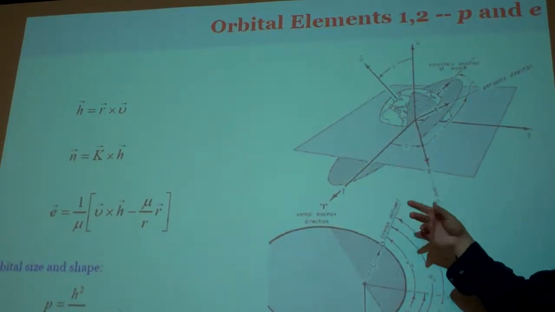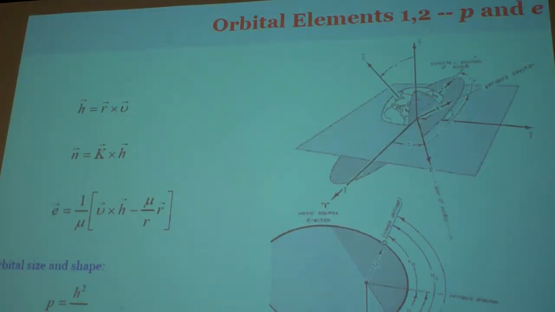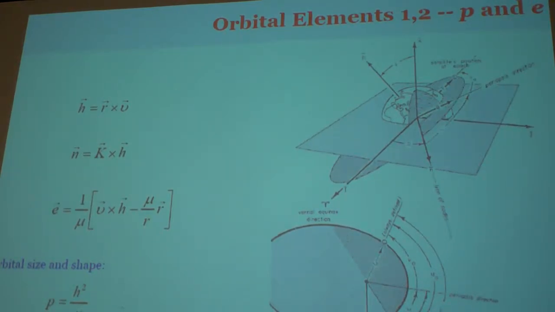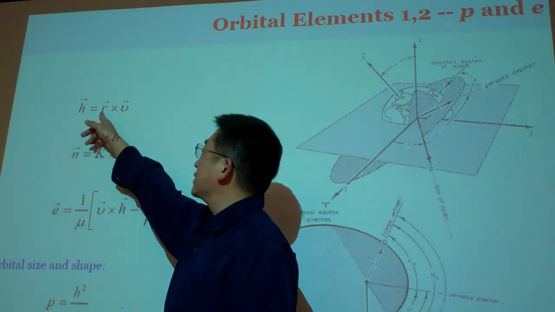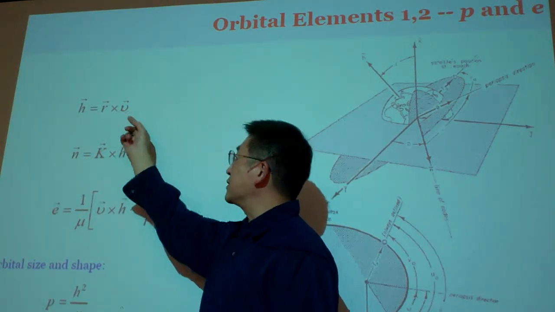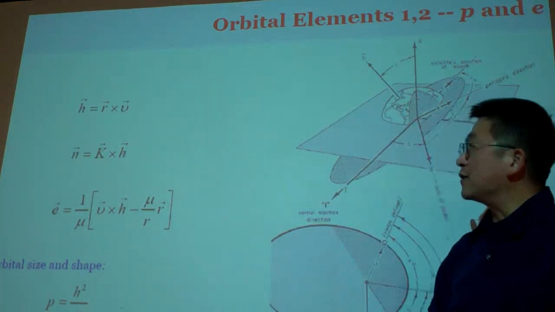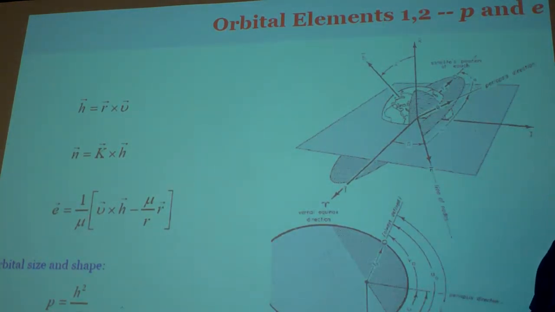From this page onward, we're going to talk about how to calculate the orbital elements in detail. The first one, this page, is to show you how to determine the elements which define the size and shape of the orbits. So, for example, if you are able to measure the positions and velocity, then from there you can calculate the angular momentum. Once you have the angular momentum, then you can determine n.